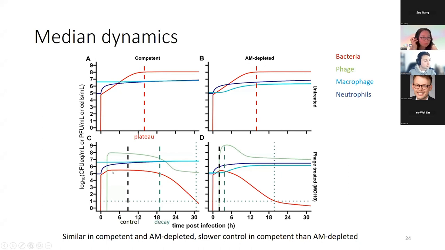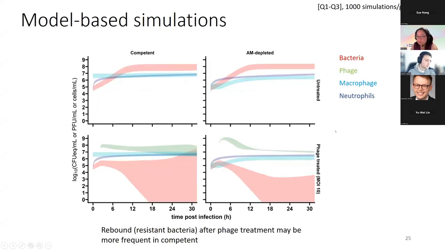The bacterial decay is a little bit slower when we don't have the depletion of the macrophage, due to the inhibition of absorption and the phagocytosis of the phage by the macrophage. And you can see that the clearance of the bacteria could happen like 8 or 10 hours after in a macrophage depleted group compared to the competent group.